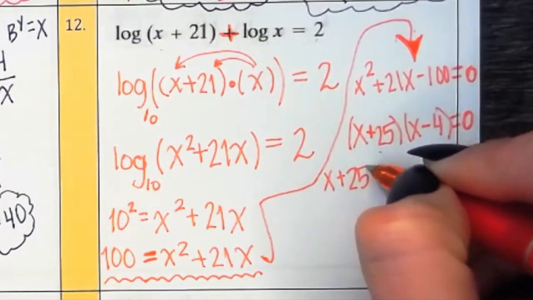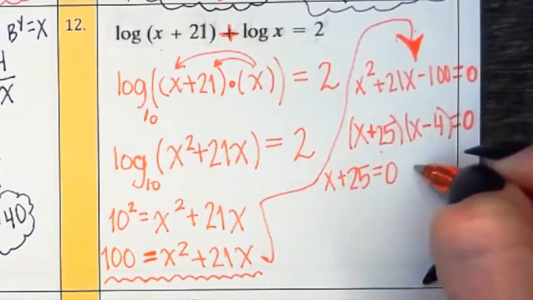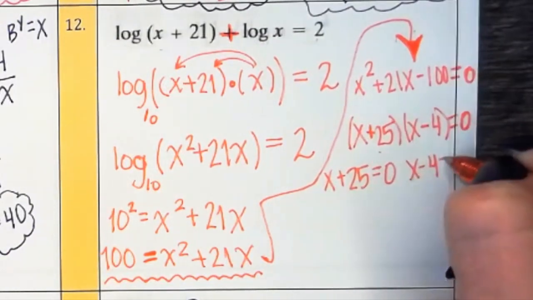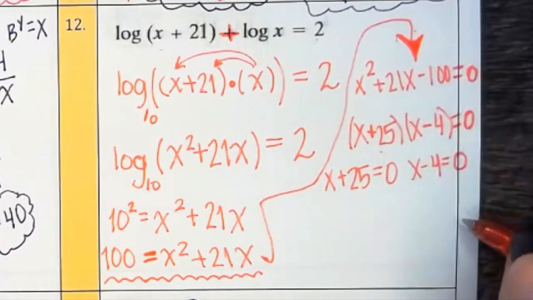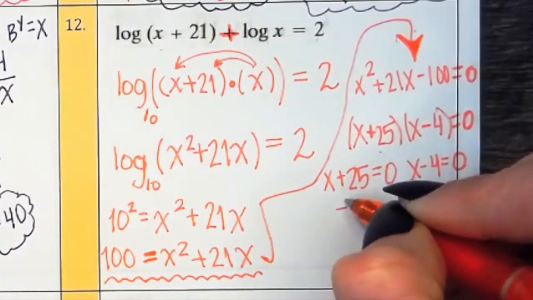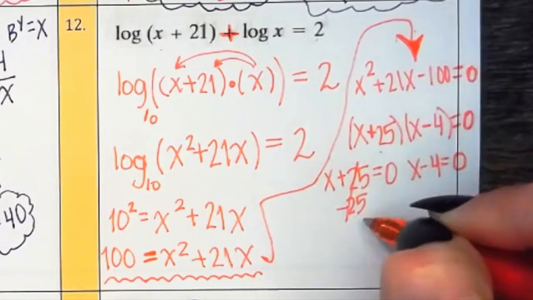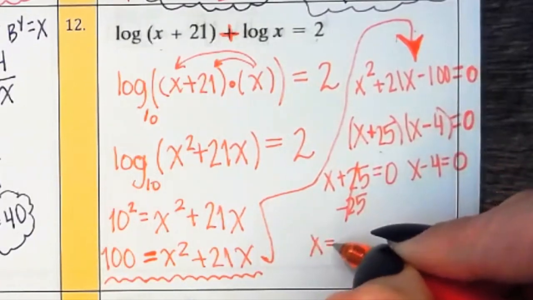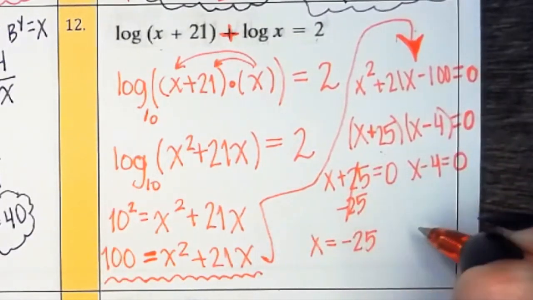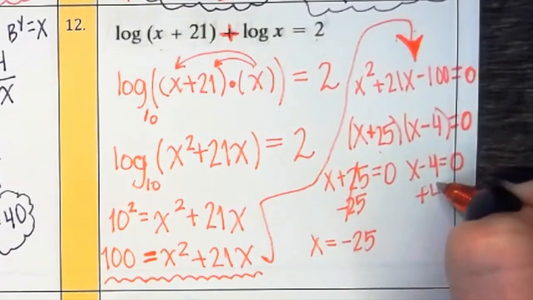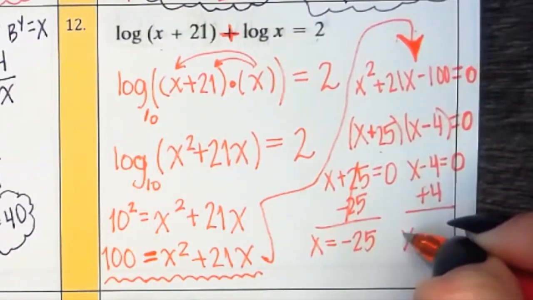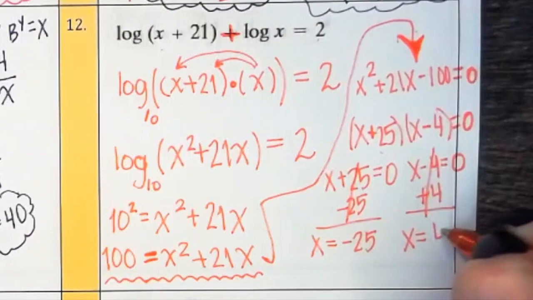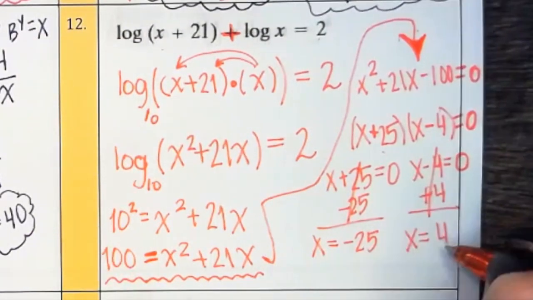We use the zero product property. That means you set each factor equal to 0. If I subtract 25, because I'm solving for x, what do I get? X equals negative 25. And if I add 4, x equals positive 4. Lovely.